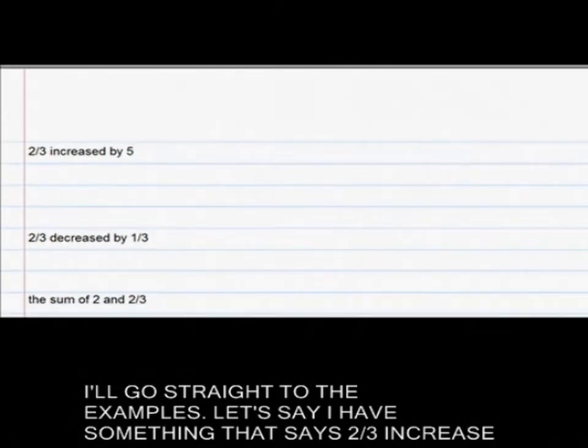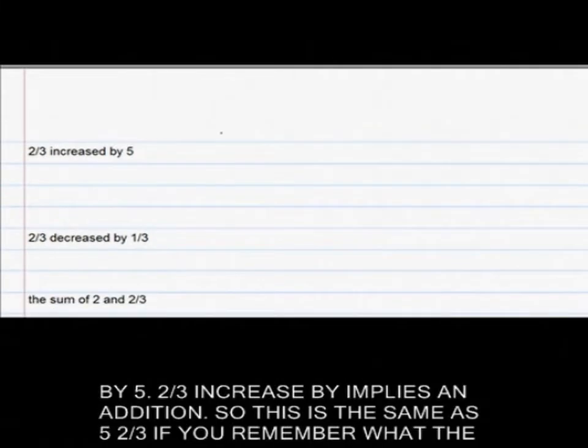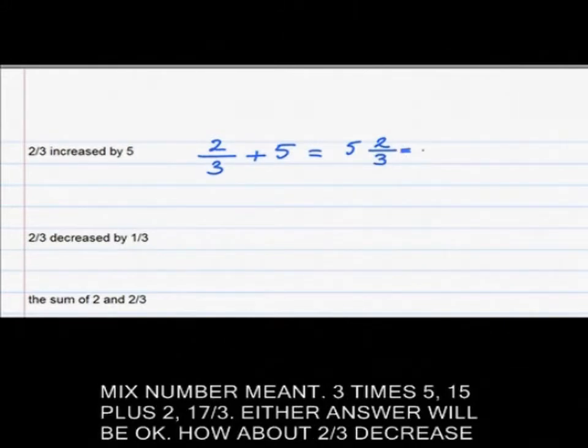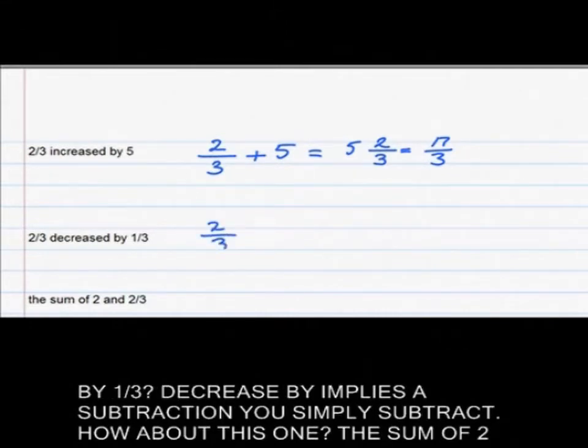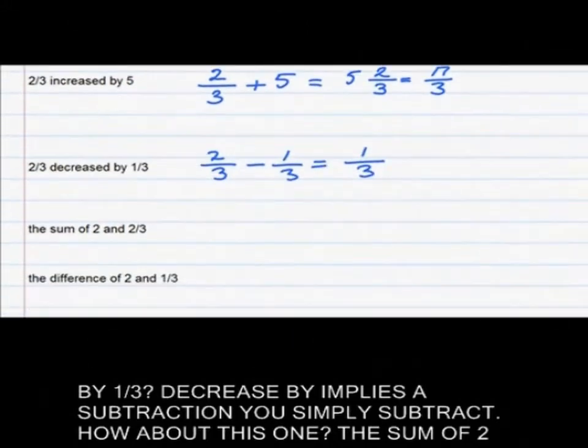Let's say I have something that says 2/3 increased by 5. Increased by implies an addition. So this is the same as 5 and 2/3, if you remember what the mixed number meant. 3 times 5 is 15, plus 2, 17/3. Either answer will be okay. How about 2/3 decreased by 1/3? Decrease by implies a subtraction. You simply subtract.